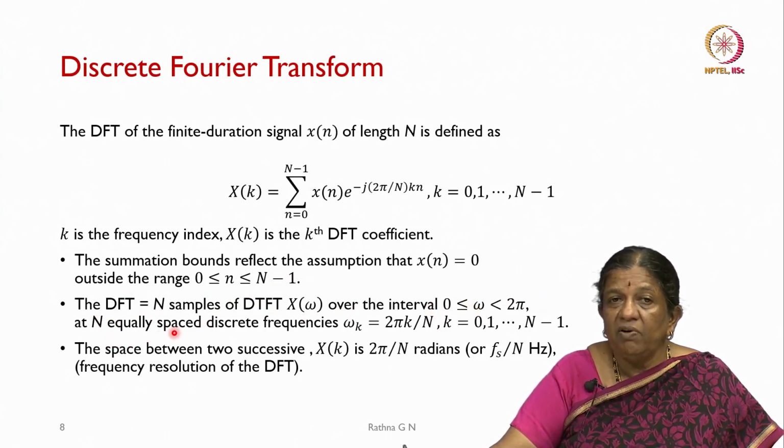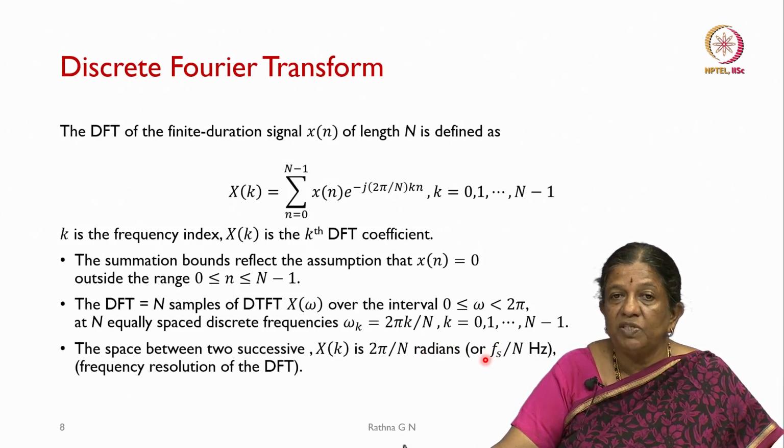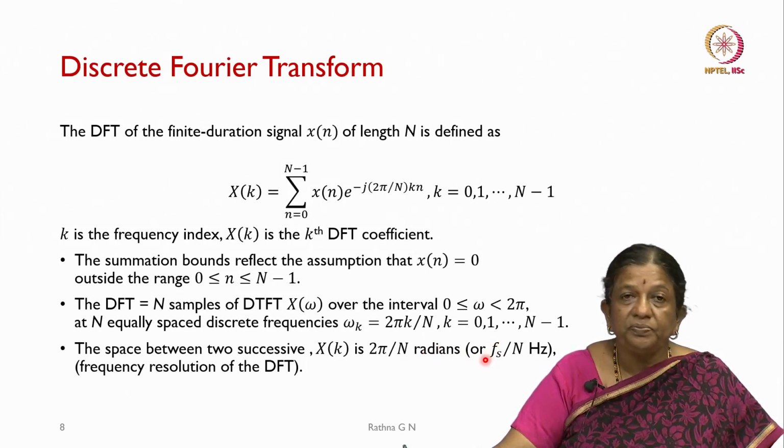At N equally spaced discrete frequencies, that is omega k, which we call 2 pi k by N, here k is going to be 0 to N minus 1. And the space between two successive X of k is nothing but 2 pi by N, which we call the resolution of the DFT. So, we say the unit for this is radians, and if we represent it in terms of sampling frequency, it is going to be Fs by N hertz.